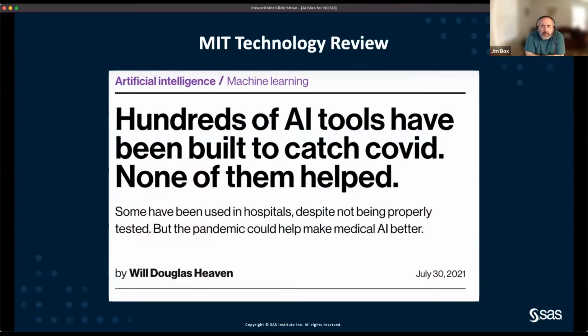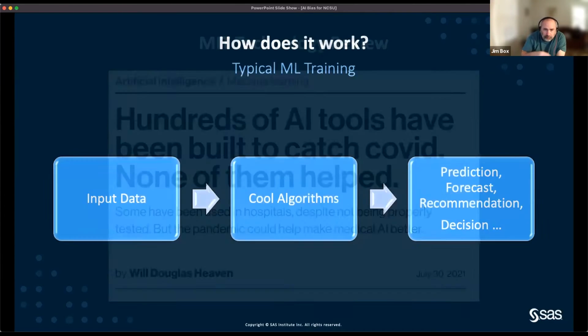Recently, we saw this was something published this year in the MIT Technology Review, talking about all the different AI tools that were built to either catch COVID or diagnose it or try to predict who was at high risk, and not a one of them was really useful. Right. And this isn't surprising, and we're going to talk about some of the reasons why some of the things happened there. But AI is really big. People are really trying to use it.